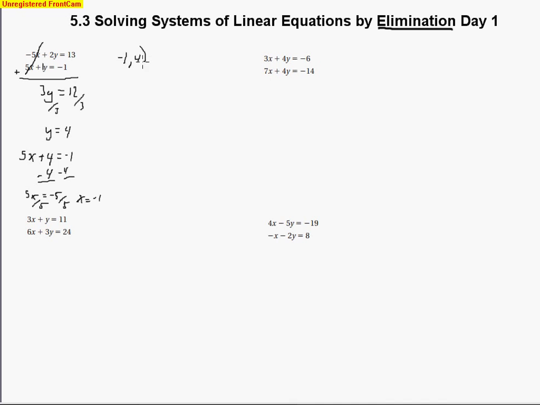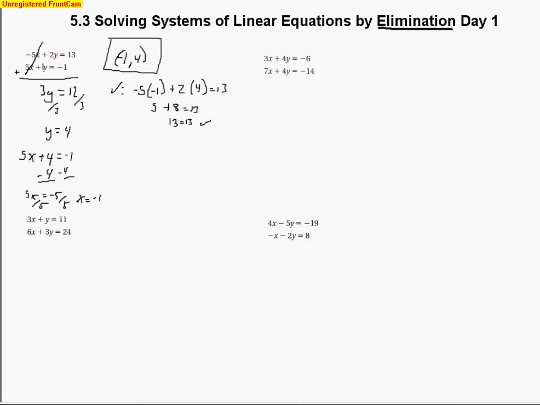Let's see if it's correct. So to check, we're going to go ahead and substitute into the other equation. And so I've got this equation, negative 5x. So it's negative 5 times negative 1, because that's what x is, plus 2y. So y is 4. And then this all equals 13. So let's see if we did it right. This makes 5 plus 8 equals 13. Yes, 13 equals 13. So once you get an equality like this, you know you've done it right. And then you can box your answers. So negative 1 comma 4.